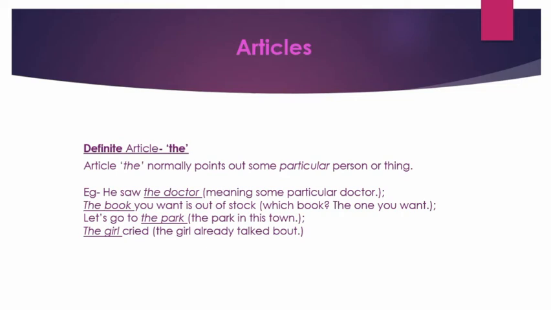Let's go to the park. Which park? The park in this town. The girl cried. Which was that girl? The particular girl about whom we were talking. So now we have learned about articles, both indefinite and definite. Now we can move on to the next portion.